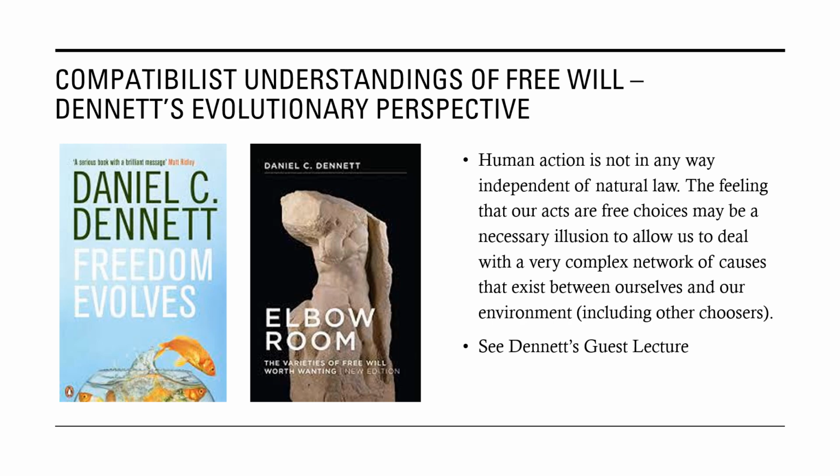So in general, Dennett's view is that human action is not in any way independent of natural law. He thinks there's no such thing as magic, right, in that sense. And the feeling that our acts are free, that our free choices, might be a kind of necessary illusion to allow us to deal with the very complex network of causes that exist between ourselves and our environment, including other choosers. And so instead of summarizing his view myself, I've included a guest lecture, a very short piece of an interview with Dennett where he does something to try and explain his own view of the compatibility of free will with determinism.